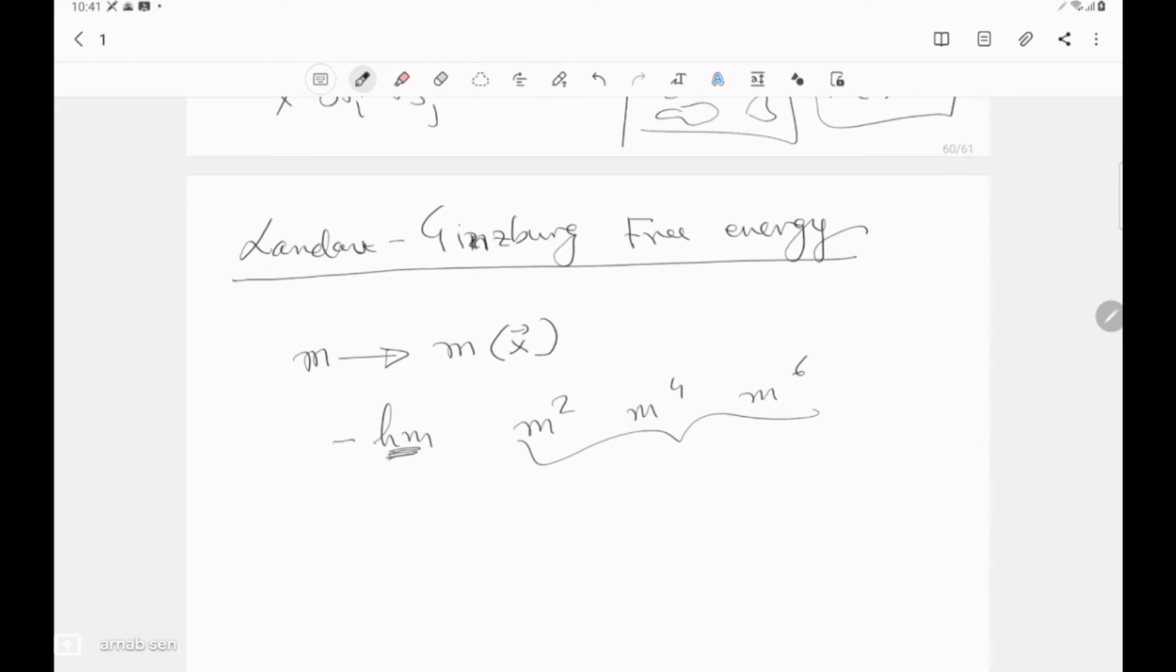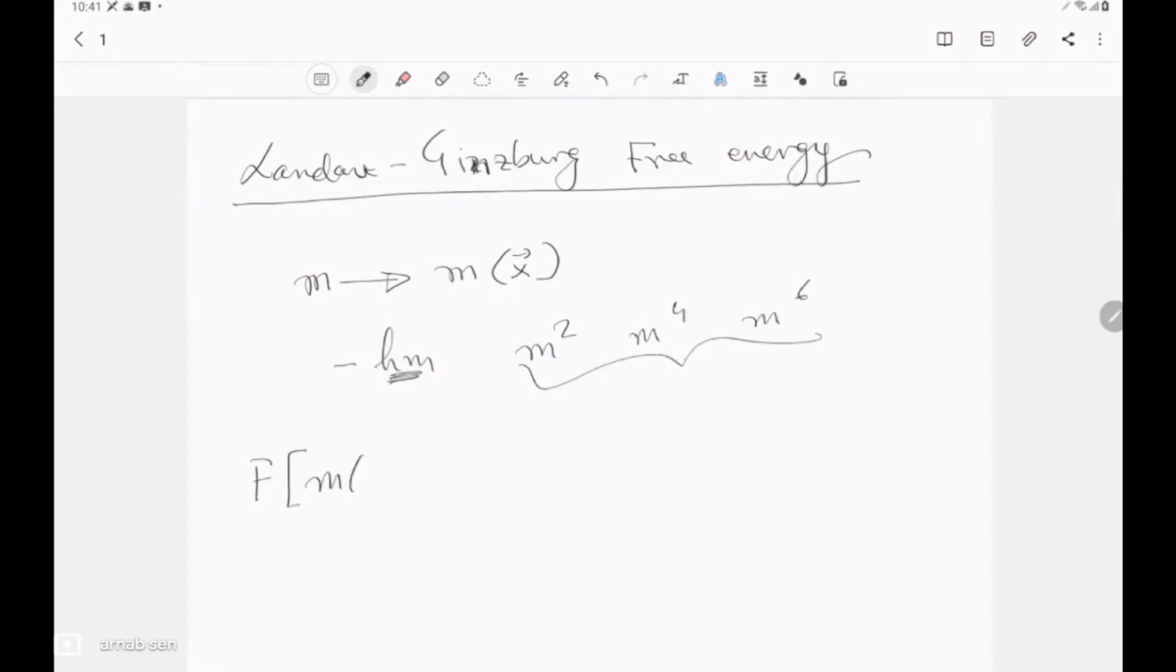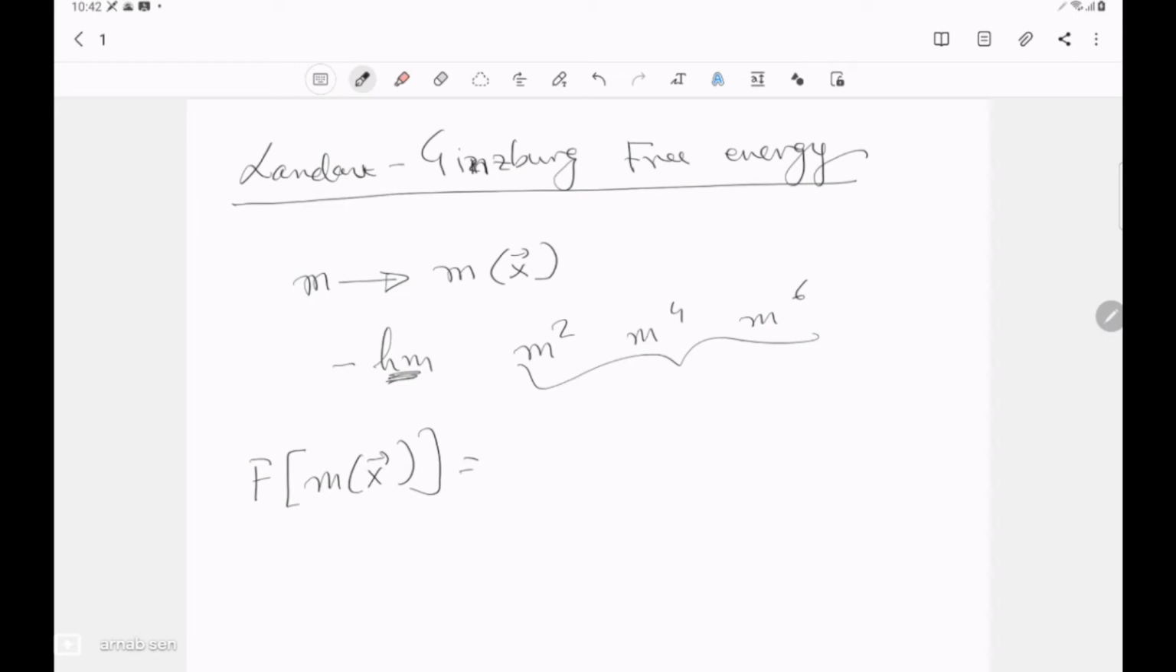Basically, you can think of the Landau-Ginzburg free energy simply as a generalization of the mean field theory free energy that we derived earlier, but with the extra added ingredient that this thing is varying in space. Then I'll write a free energy expression like this. Because this thing is varying in space, it is a function of x. You can put a vector sign here if you wish.